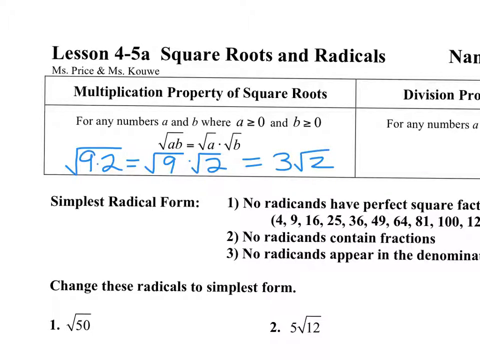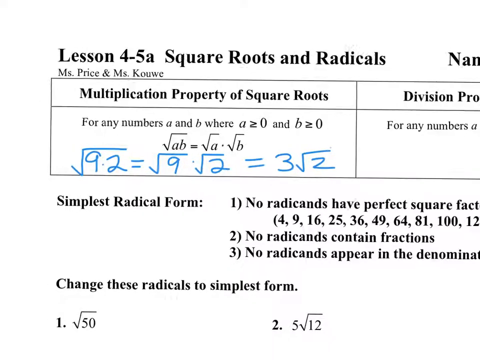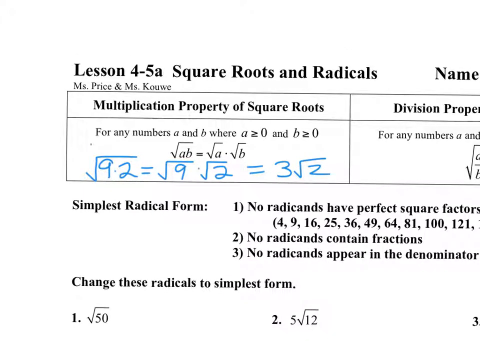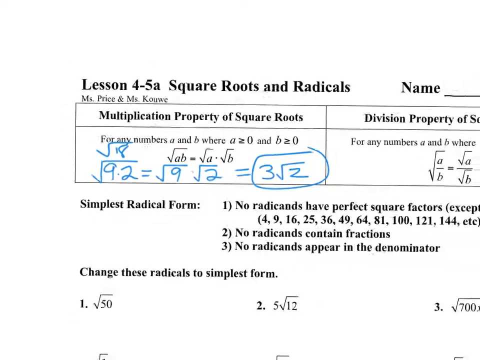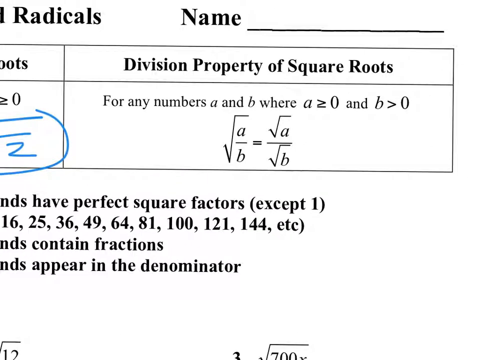You know how when you were a kid and you were okay with 2/4, that was an okay answer. But really it's 1/2, and that's better because it's reduced. That's what we're going to do here. Instead of rad 18, which is what 9 times 2 started off as, it's really 3 rad 2 that we want, okay?